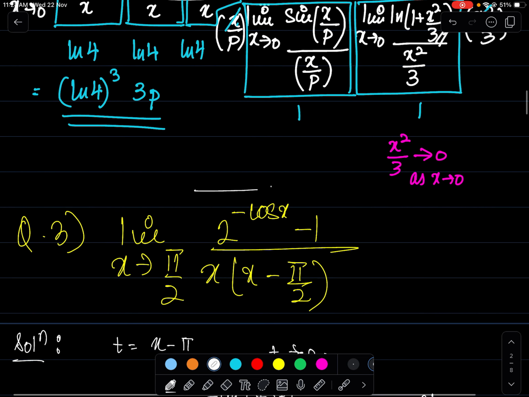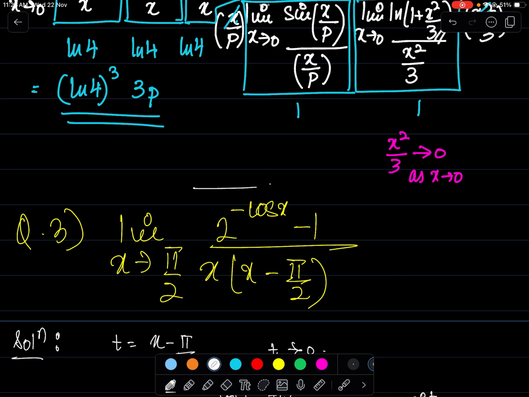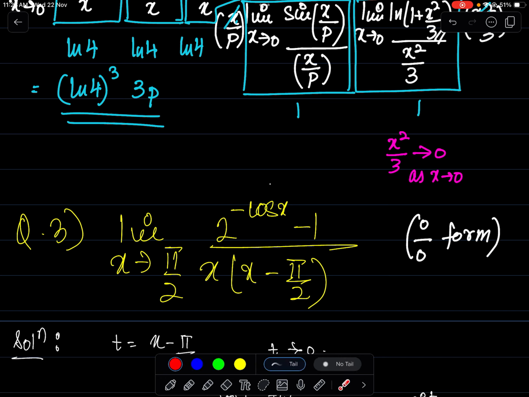Coming to the next problem. This is one of my favorite problems. It's quite interesting. Now in this case, when you apply the limit, again you will get 0 by 0 form, which is again an indeterminate form.